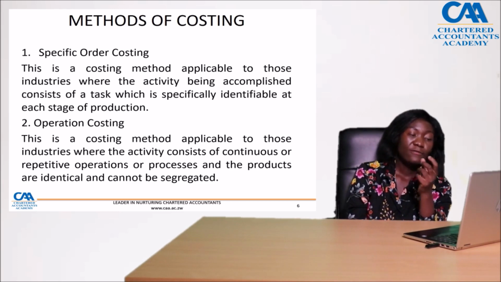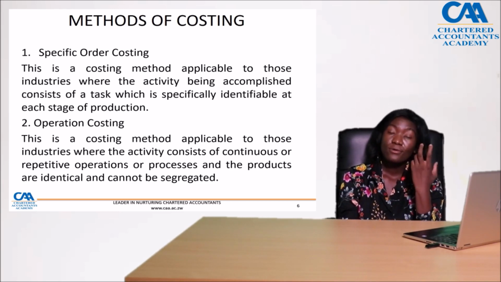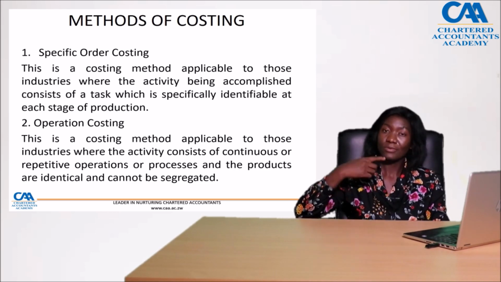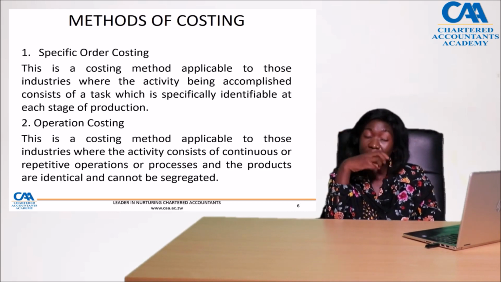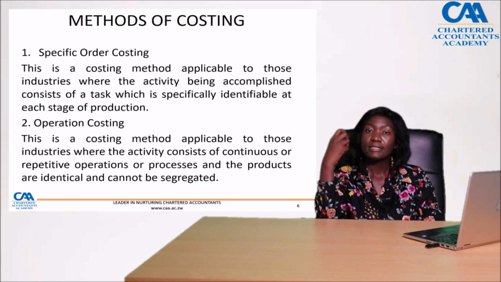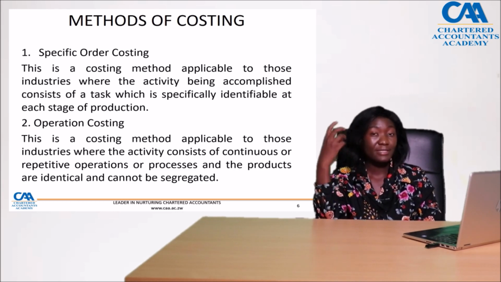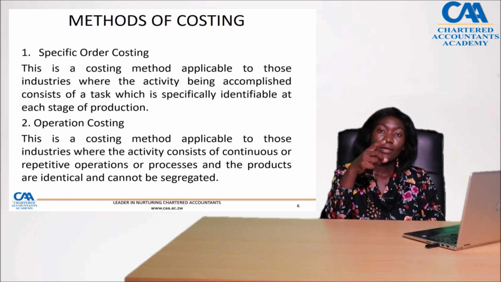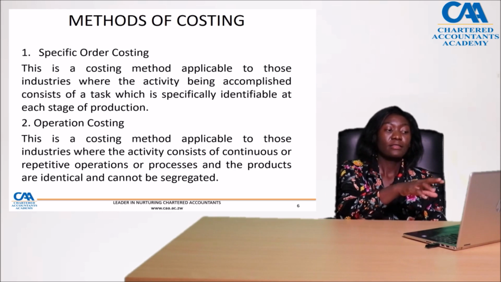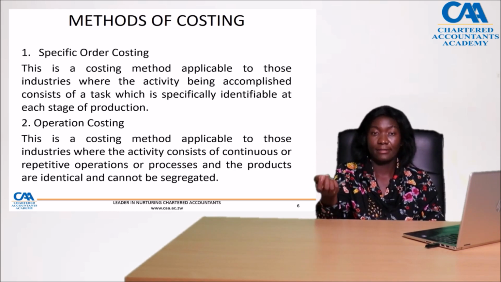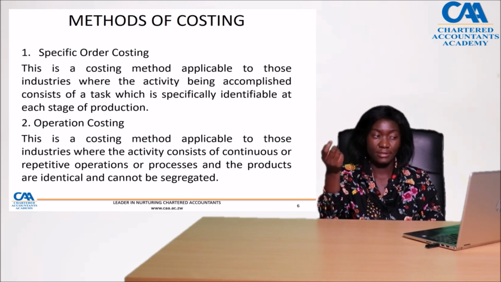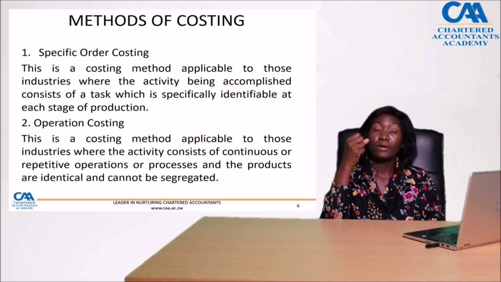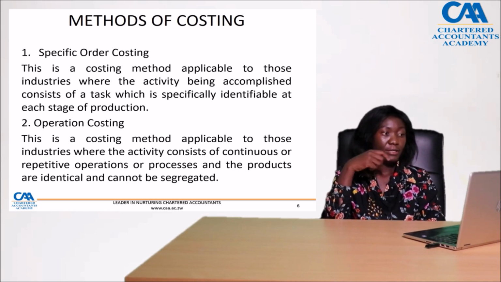Happy? Now let's move on to operation costing. So operation costing is a costing method for those industries whose activity consists of continuous or repetitive operations or processes, and the products are identical and cannot be segregated, which means they cannot be separated. So products are identical. Let's think of a process, shall we? So when you are making, for example, baked beans, the products in the operations or the process are identical. So that's an example of operation costing. So under specific order costing, we're going to cover job costing, and under operation costing, we're going to cover process costing.